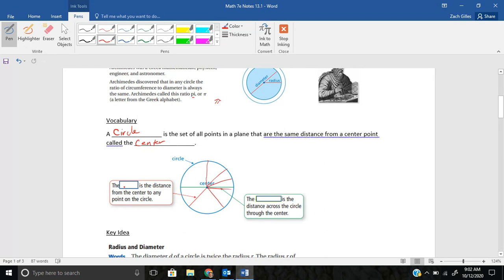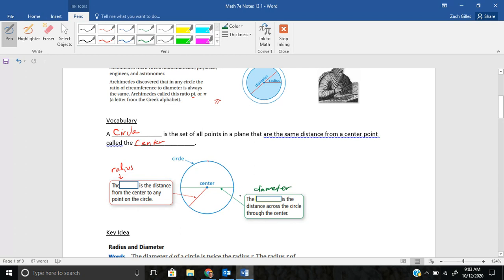The blank in the box here goes radius. Radius is, let me get back to the pen here, the distance from the center to any point on the circle. And that's that red line here. And in green, the diameter is the distance across the circle through the center.